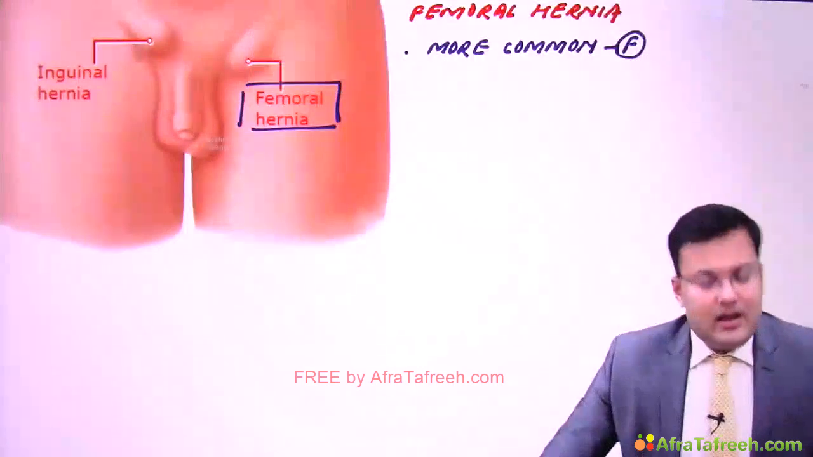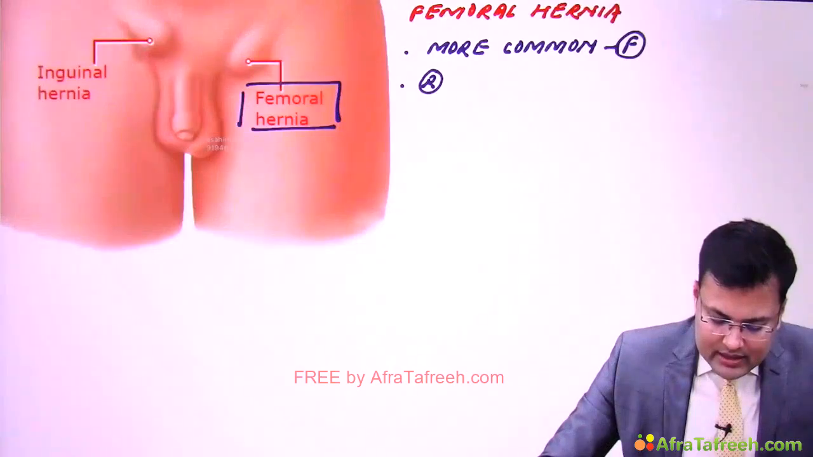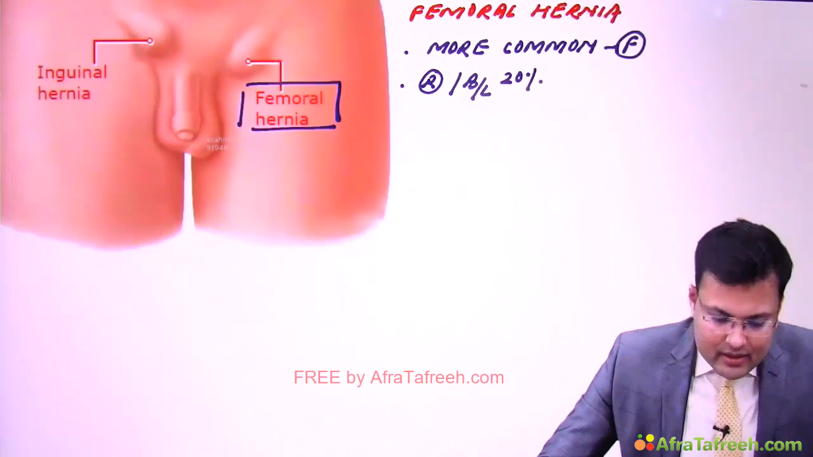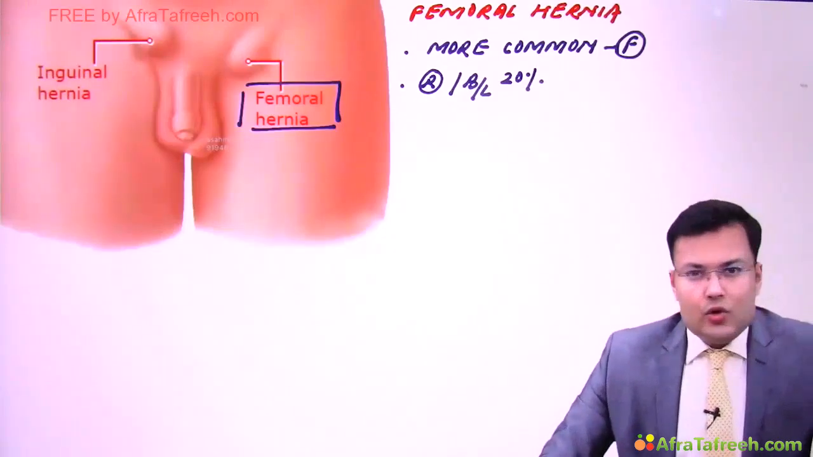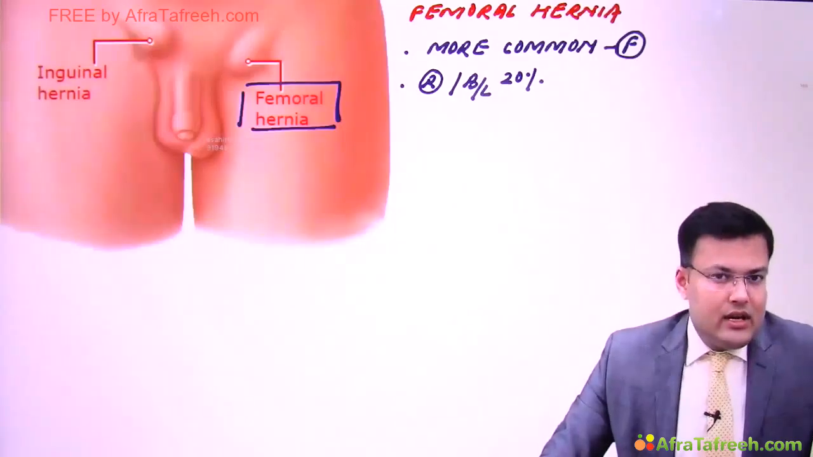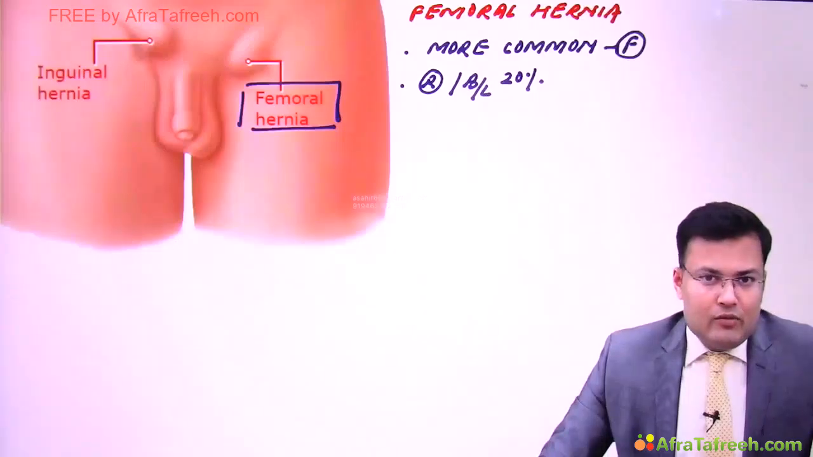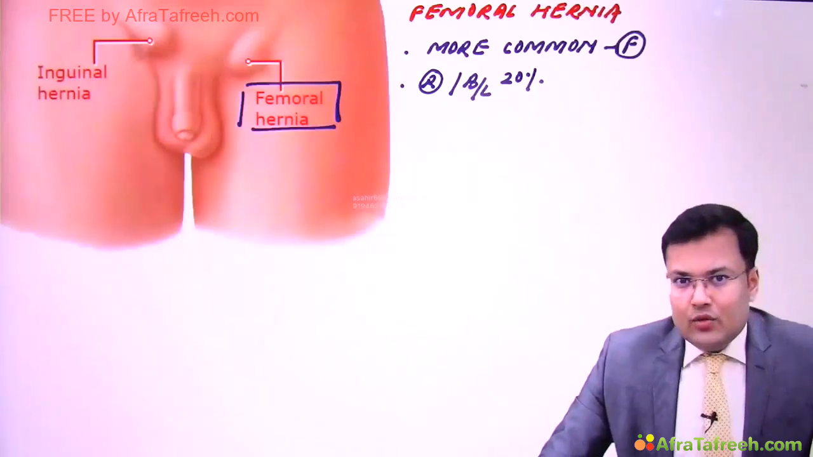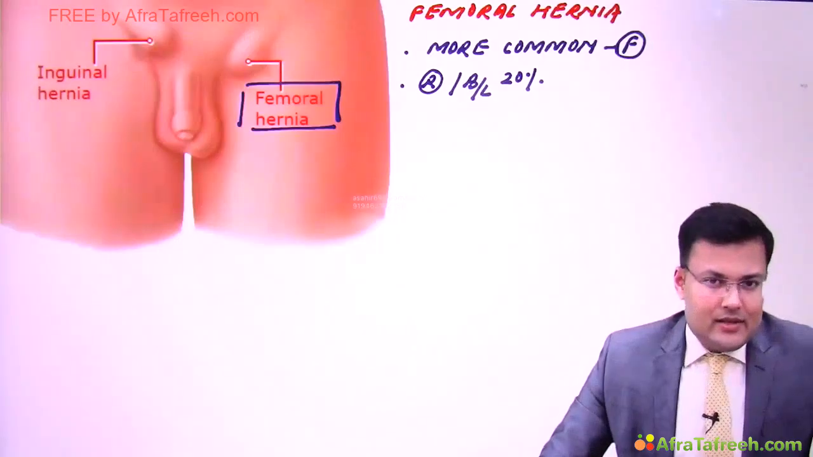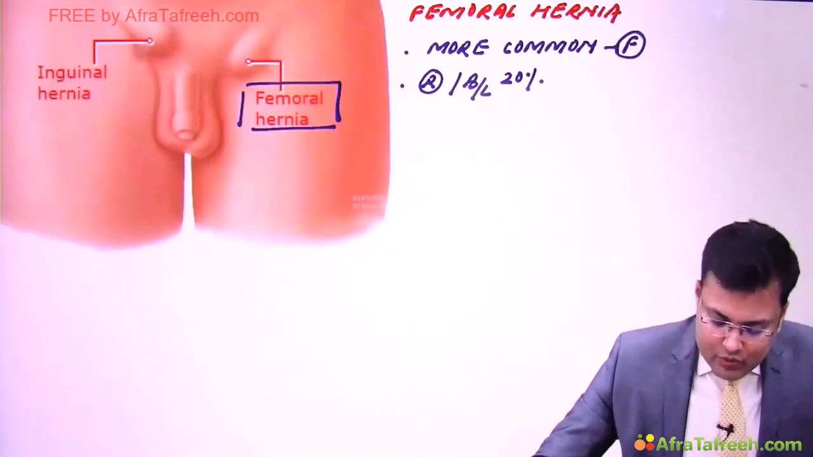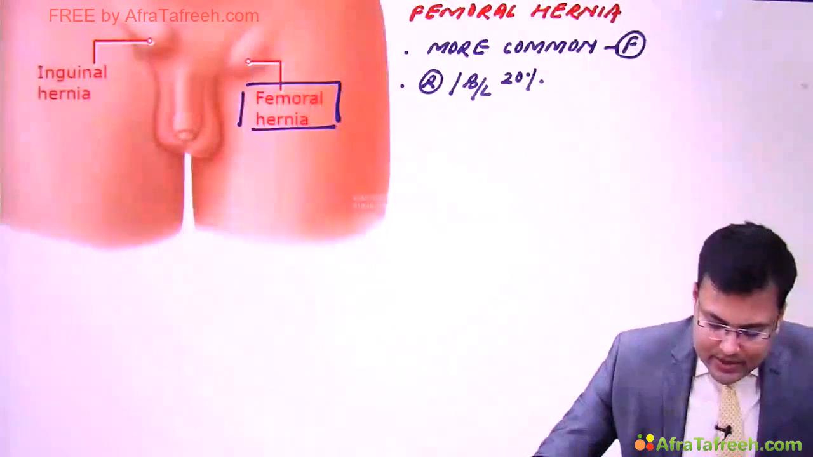Generally, femoral hernia is more common on the right side and it's bilateral in 20% of cases. It is more common in multipara patients. Generally, you will see that most hernias are more common in multipara. Why? Because during pregnancy, there is release of a hormone, relaxin, which causes laxity in the ligaments. Because of this laxity, there is increased risk of hernia. So it is more common in multipara patients.